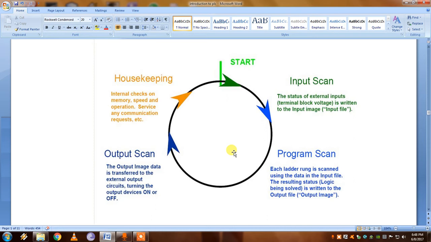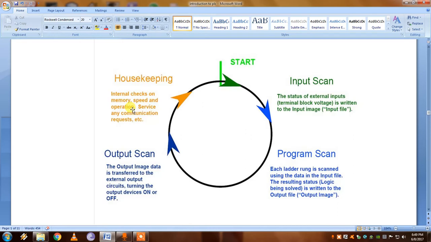In program scan, each ladder rung is scanned using the data in the input file, and the resulting logic is solved and written to the output file, which is also an output image table. In the output scan, the output image data is transferred to the external output circuits, which turns the output device on or off.